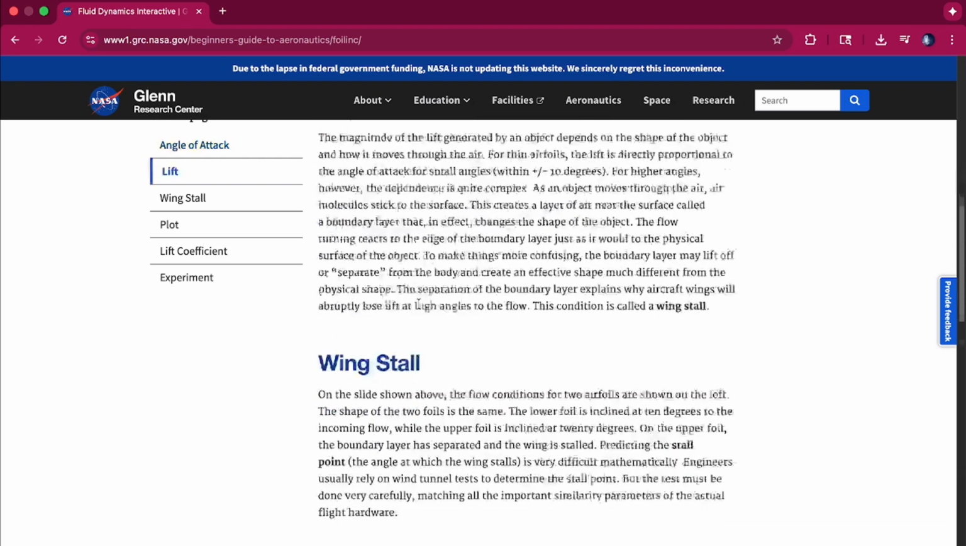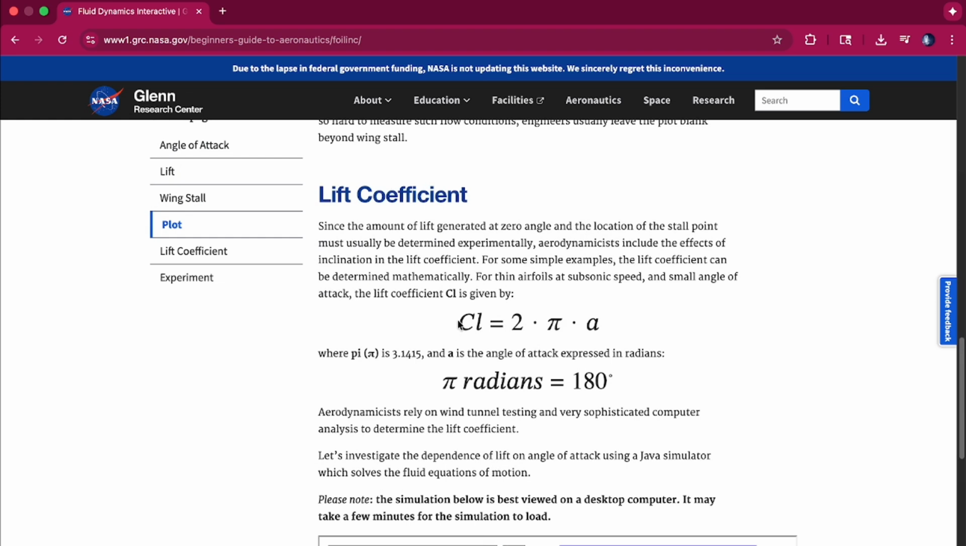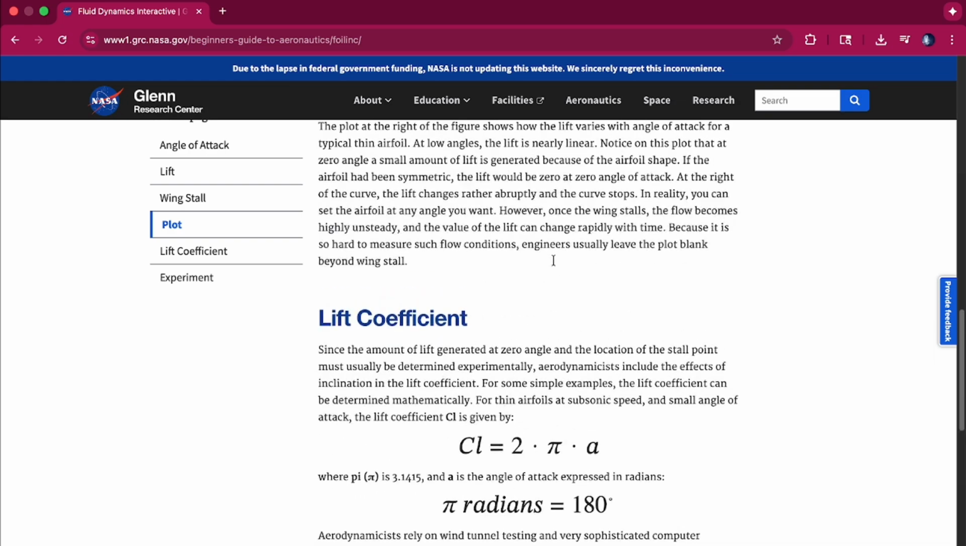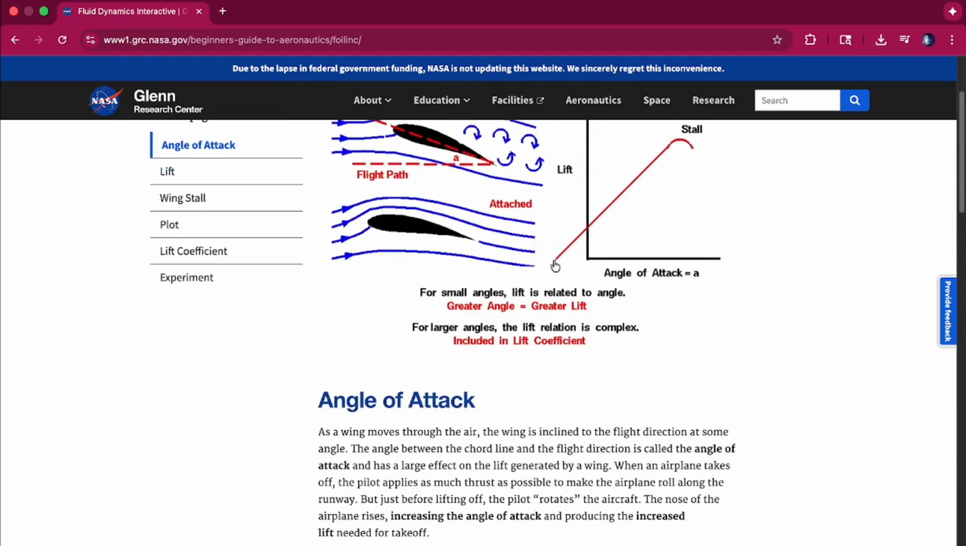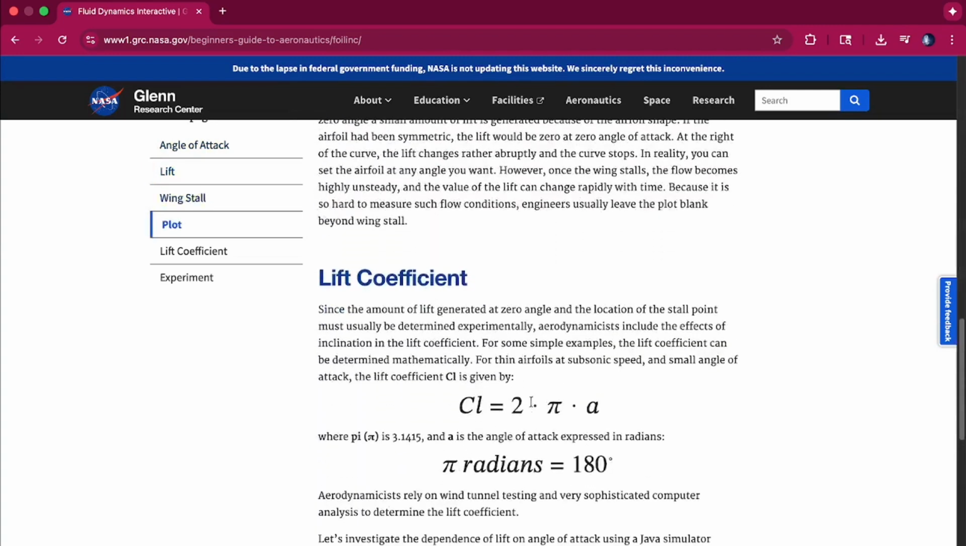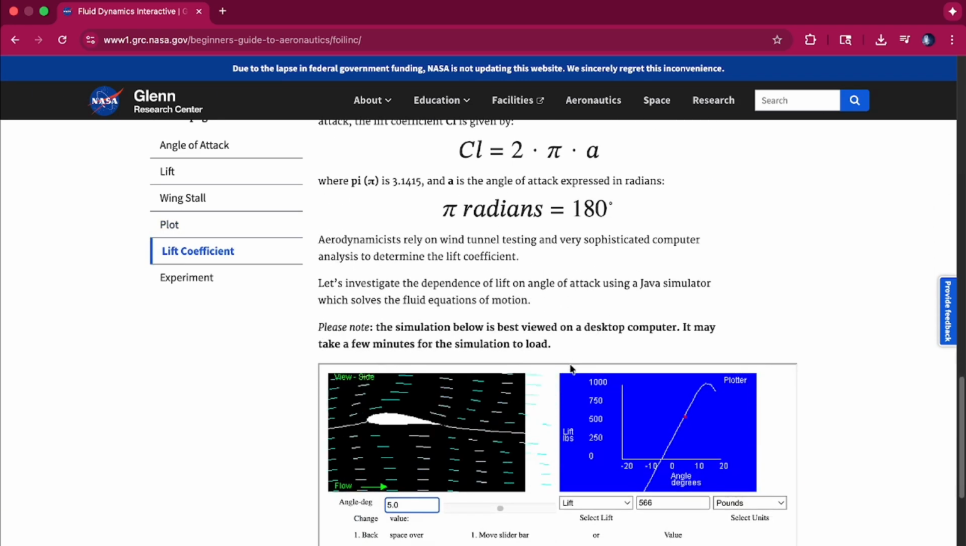There's a lot of things here that you can take a look at. The lift coefficient equation: coefficient of lift is equal to 2 times pi times A, I believe. I'm not sure what A is. There's a lot of equations here. Oh, angle of attack, yeah, angle of attack of a plane. 2 times pi, I believe. Part of it's probably related to the circumference. So yeah, pi radians, we convert that to 180 degrees.